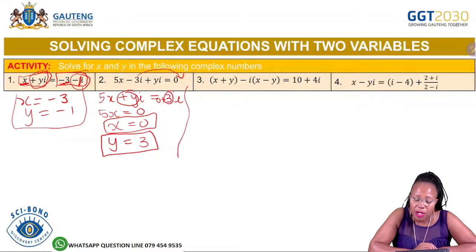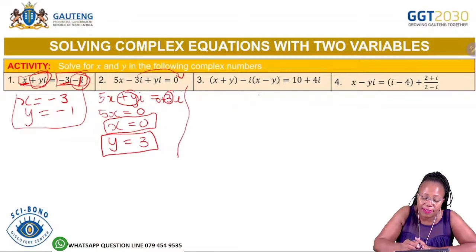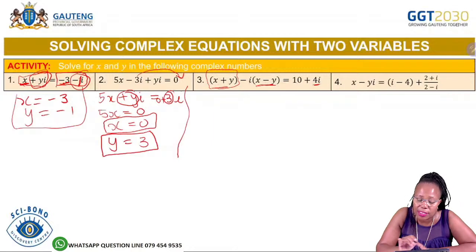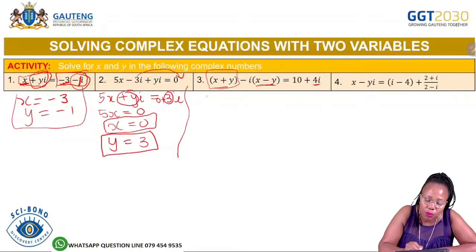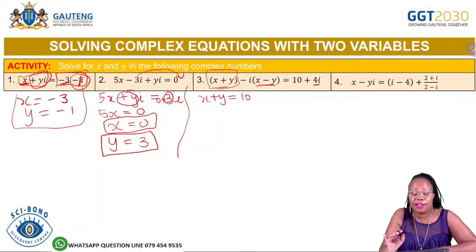Okay, now look at this one. This one is having x plus y and x minus y, but this one is a coefficient of i. Can you see that? That means it will go with that one which is having an i. So we'll assume this one is the real part because it doesn't have i. So we'll say x plus y, a little bit complicated anyway. x plus y is equal to 10 because it doesn't have an i.